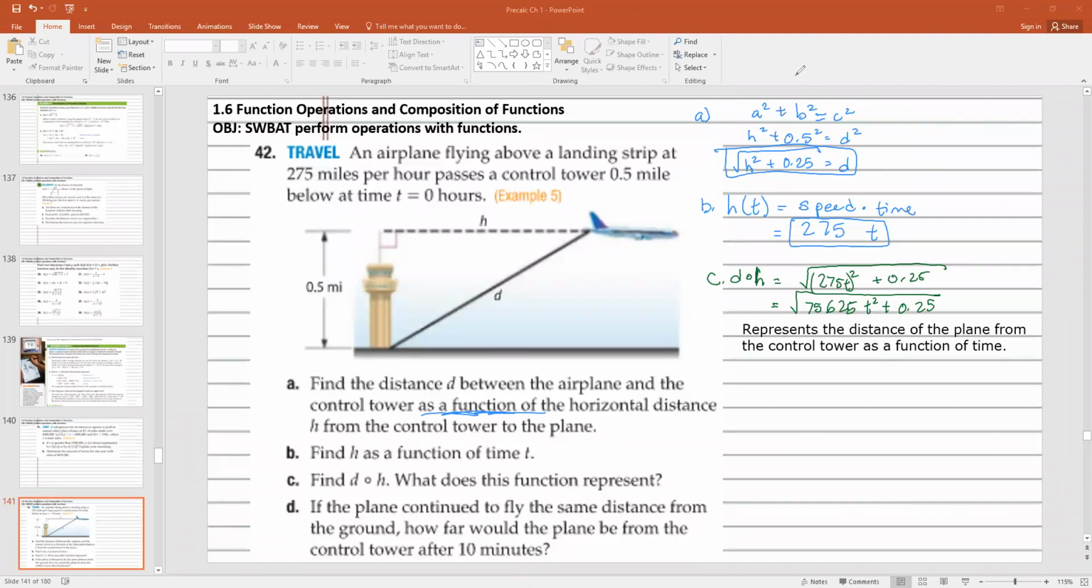And then the last one, it says if the plane continued to fly the same distance from the ground, how far would the plane be from the control tower after 10 minutes? The way we do that, you'd think you'd just plug in 10 for t, right? But no, because this one is in minutes and t is in hours. So first we have to convert 10 minutes to hours.